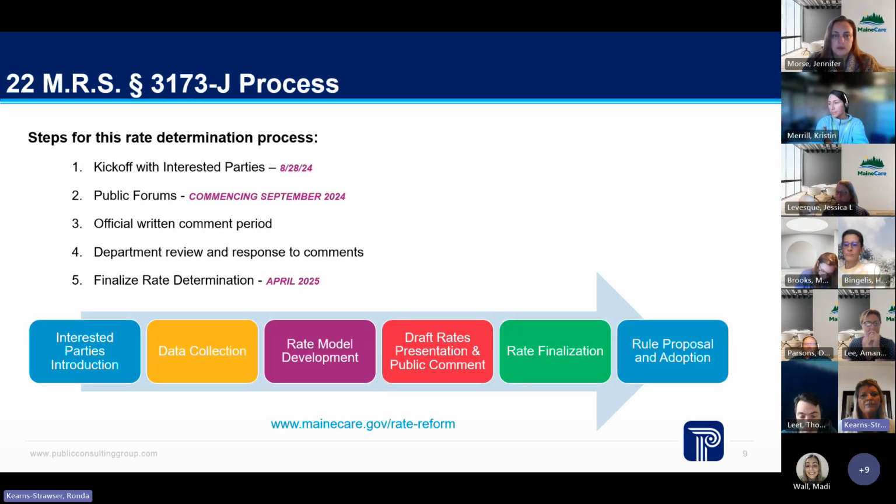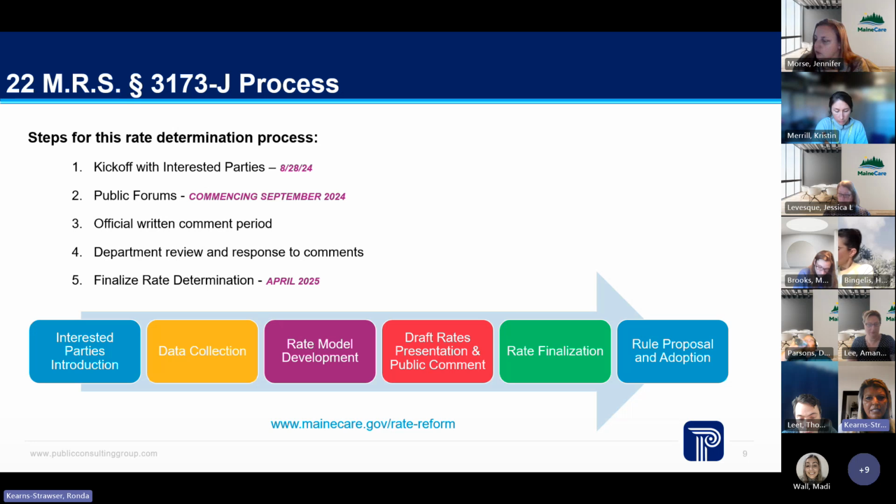On the next slide, just again, kind of gives an overview of a little bit more about the process with the dates. So steps for the rate determination process include the kickoff call, which, as I said, was held at the end of August, actually the 28th, and that can be found on the rate reform website. There's also public forums for feedback, official written comment period, and when that opens, we will let everybody know as well. Department review, and then final rate determination, which should occur around April of 2025. So that kind of gives you the timeline of where we're at.